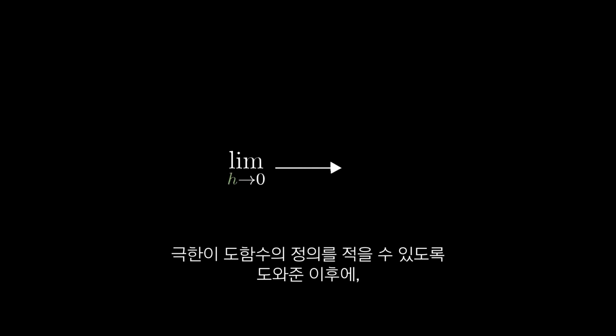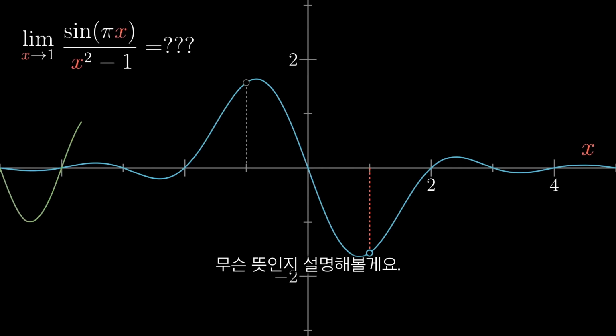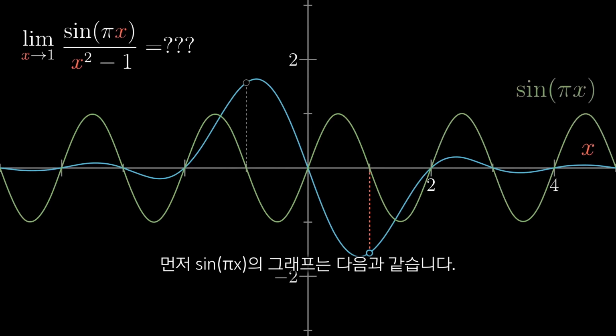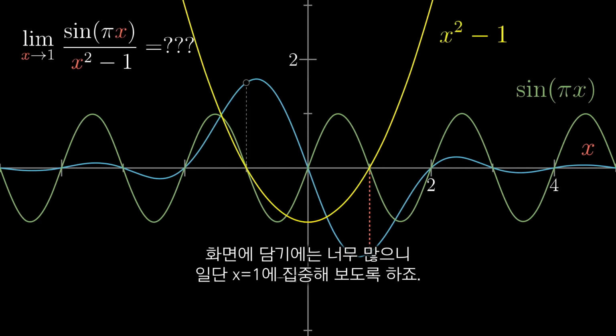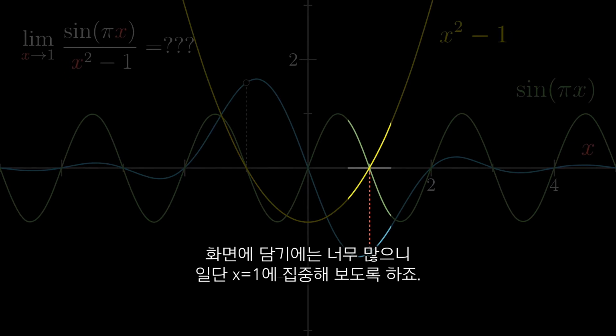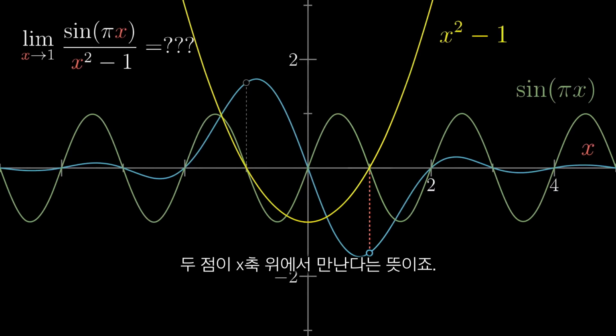After limits so helpfully let us write the definition for derivatives, derivatives can actually come back here and return the favor to help us evaluate limits. Let me show you what I mean. Here's what the graph of sine of pi times x looks like. And here's what the graph of x squared minus 1 looks like. That's kind of a lot to have up on the screen, but just focus on what's happening around x equals 1. The point here is that sine of pi times x and x squared minus 1 are both 0 at that point. They both cross the x-axis.